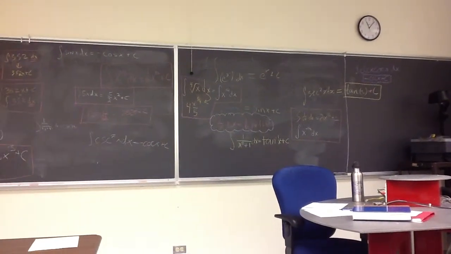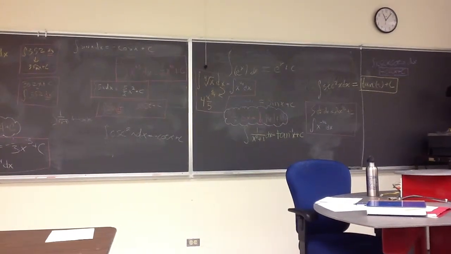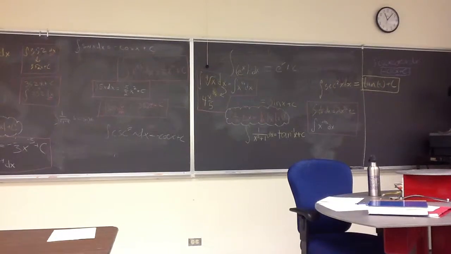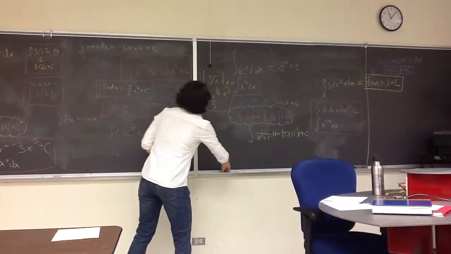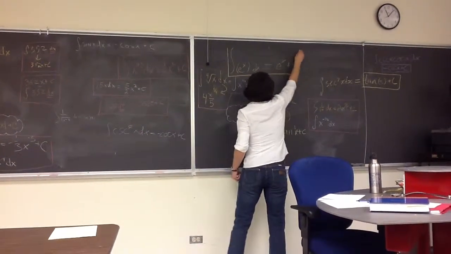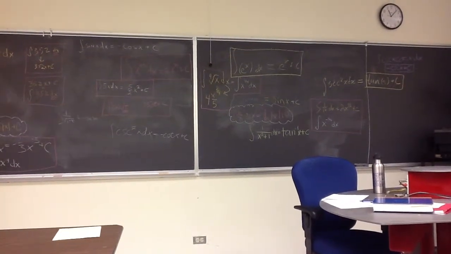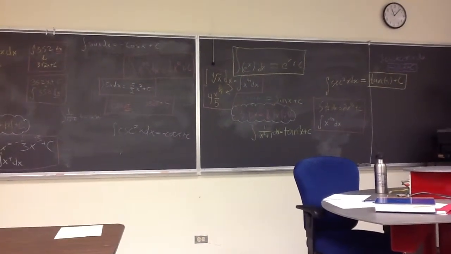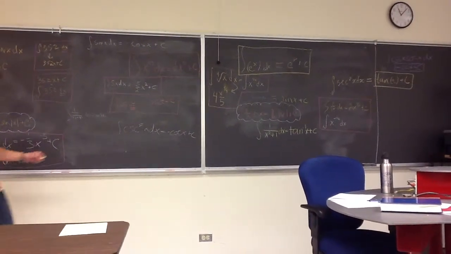All right, so natural log. The antiderivative of 1 over x is natural log. Related to that is e to the x, and so the antiderivative of e to the x dx is e to the x plus c.